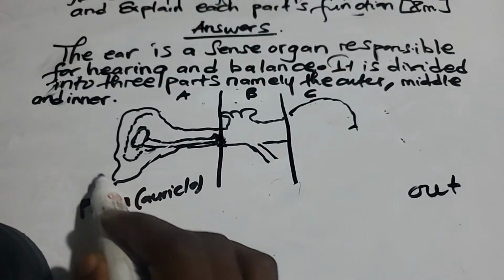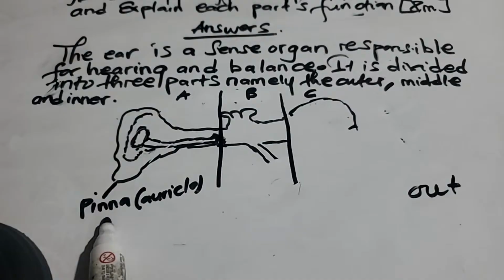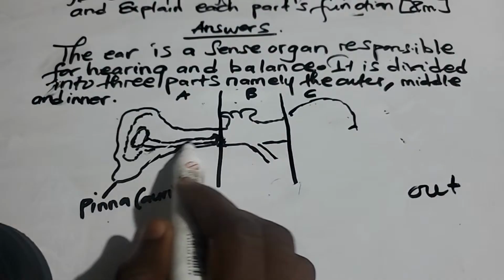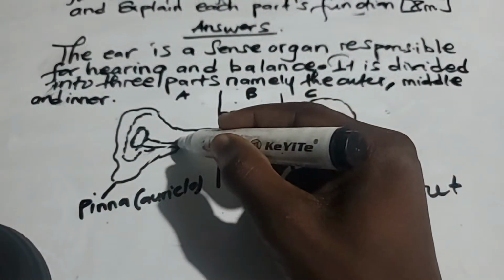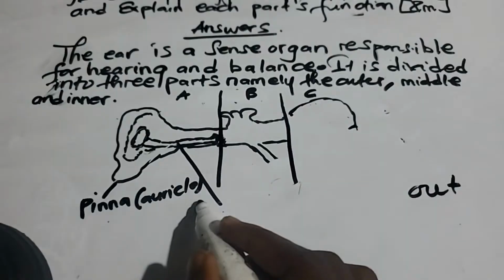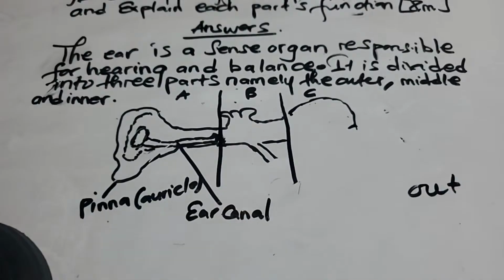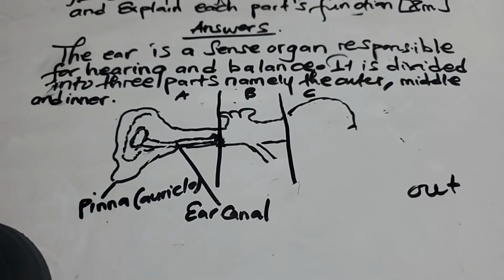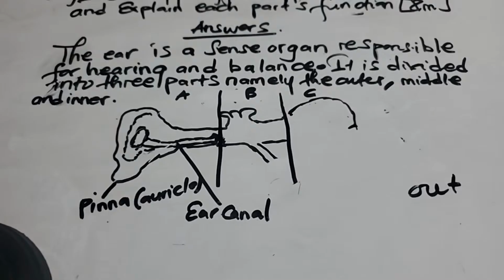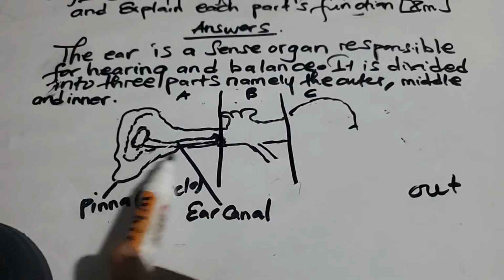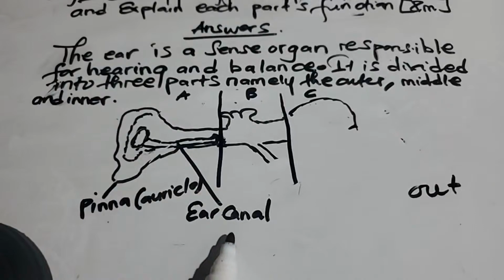Take note, the first part, this outer part, we call the pinna. Then we have this small space, and this small space has a drainage inside. This drainage we call the ear canal. So we call this part the ear canal. It plays a very important role as well. So the outer or visible part is the pinna, and this drainage, the space, we call the ear canal.